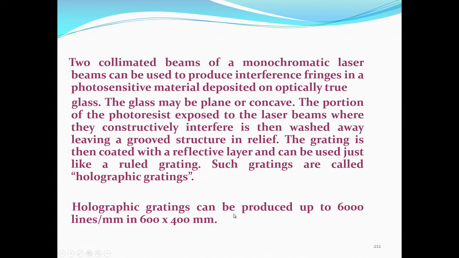Two collimated beams of monochromatic laser beams can also be used to produce interference fringes on a photosensitive material deposited on optically true glass. This glass may be plane or concave. The portion of the photoresist exposed to the laser beams where they constructively interfere is then washed away. What I am trying to do here is teach you how to make a grating.